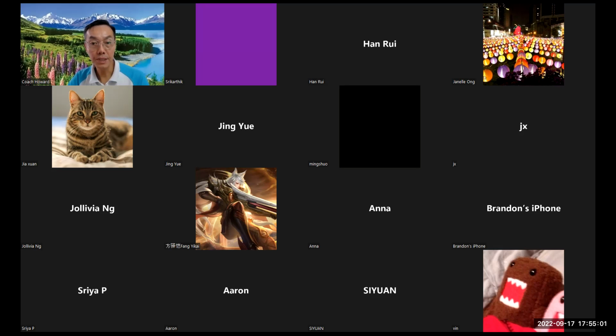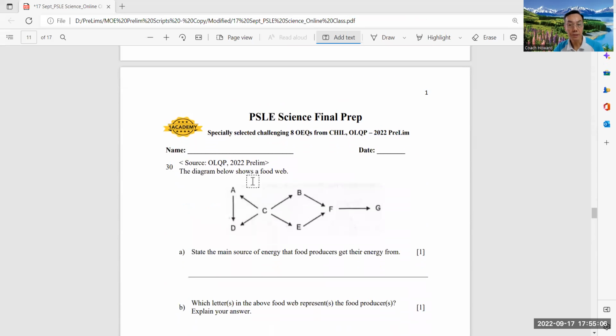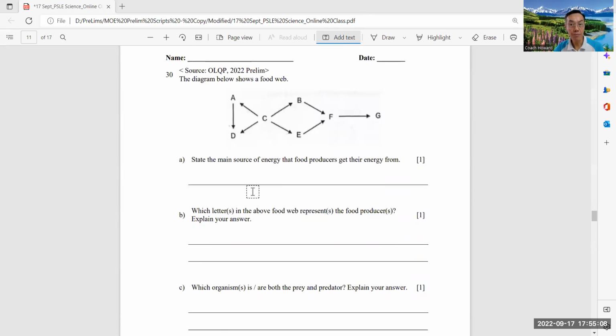Okay, the next paper is from the CHIJ Combined School. The main energy source is the sun.